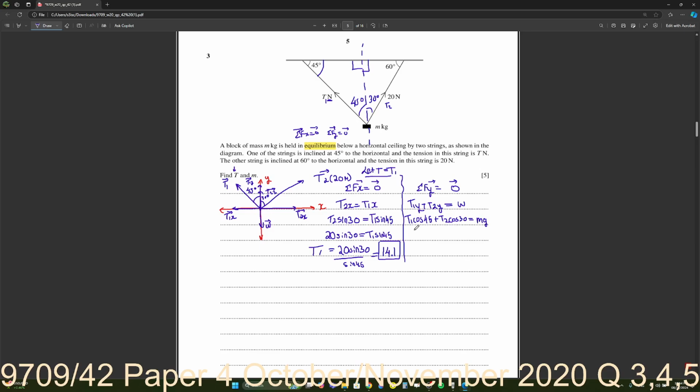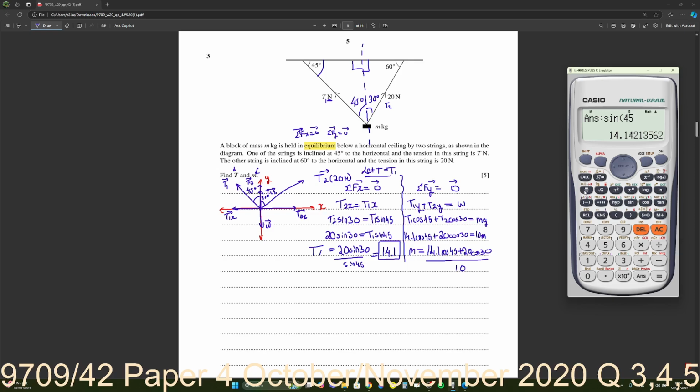Let's continue. T1 cosine 45. We know T1 is 14.1, so we replace this with 14.1 cosine 45 plus T2 cosine 30. We know T2 is 20, so 20 cosine 30 is equal to the mass, which is M that we're trying to find, times g. We know g is 10 if it's not given. Can you solve this, guys? Of course you can. If you divide by 10 on both sides, M is just going to be equal to 14.1 cosine 45 plus 20 cosine 30, divided by 10.